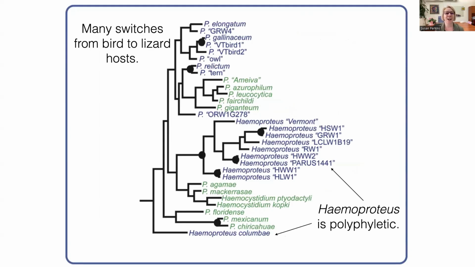One is that we saw several switches from birds to lizard hosts over the evolutionary history of this group. And then secondly, we had a very polyphyletic Hemoproteus genus. So the type species, which is the taxon at the bottom, Hemoproteus columbae, was not part of the clade of the other avian Hemoproteus parasites.